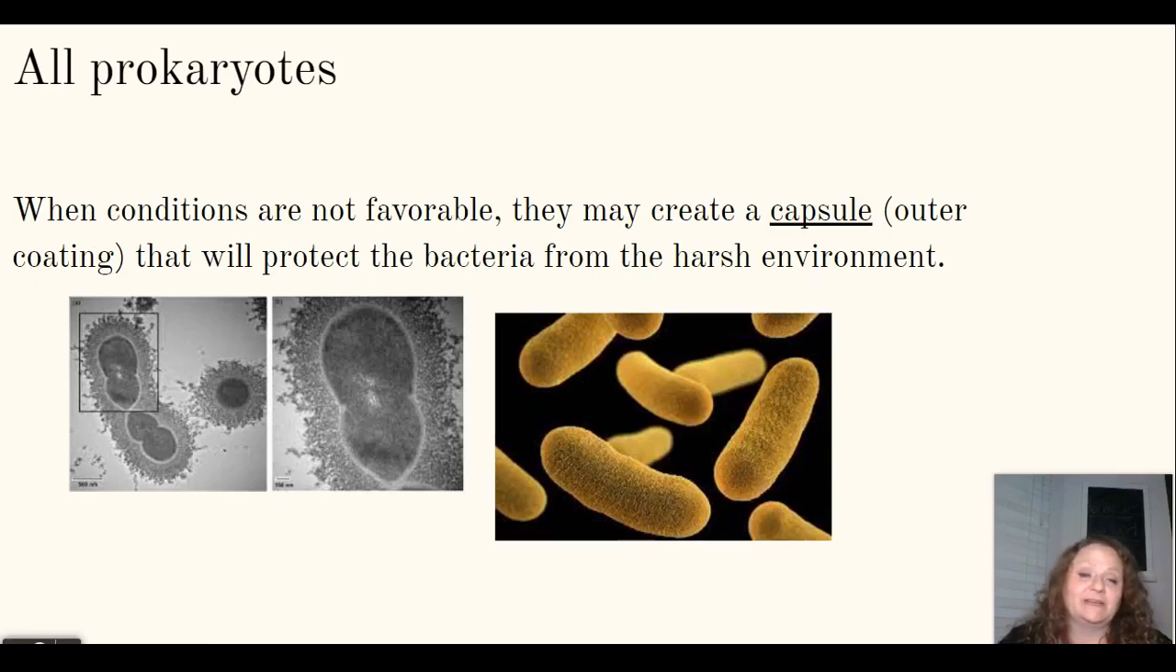Favorable conditions for most bacteria is going to be a fairly warm, moist environment with lots of food readily available, or lots of sunlight if there happens to be a photoautotroph. When conditions are not favorable, most bacteria are able to create a capsule, which is this outer coating, and it's going to help protect it from the harsh environment.